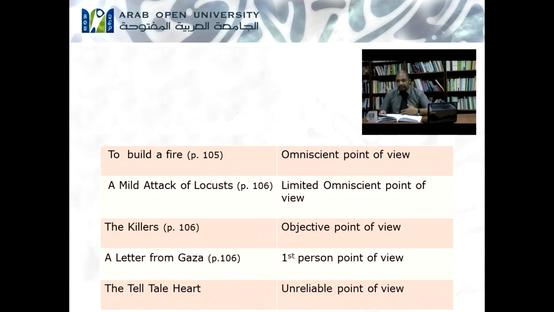I will read them one at a time, and then try to identify what kind of point of view we have. So to build a fire, I'm going to read the extract and then highlight the point of view aspect in it. I want you to try to discover that, to figure it out yourself, out of my reading. This happens to be page 105 if you have the book. So, To Build a Fire by Jack London.